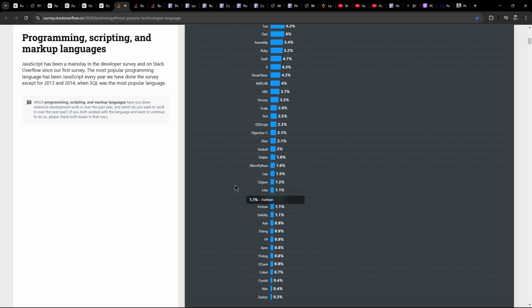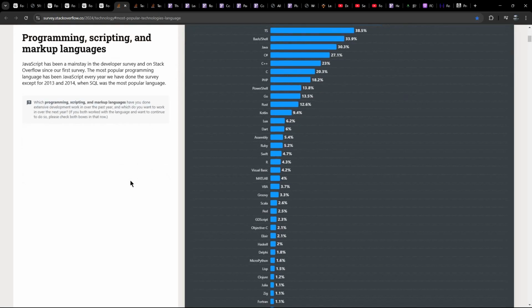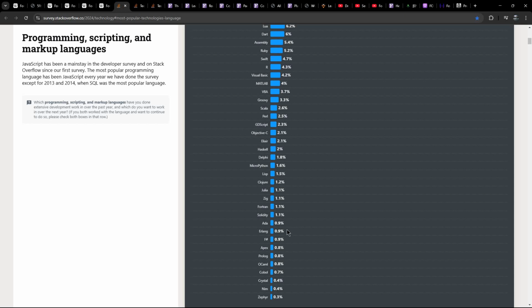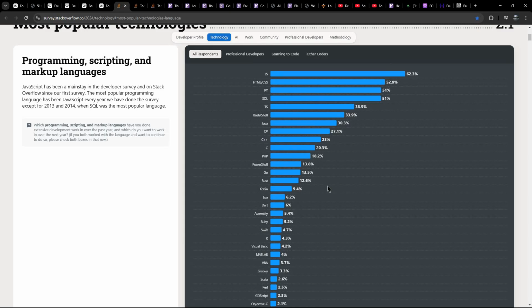And if we try and find Fortran, we can see the popularity in answer to this question: which programming, scripting and markup languages have you done extensive development work in over the past year, and which do you want to work in over the next year? If you both worked with the language and want to continue to do so, please check both boxes in that row. And so we're running down here in amongst the Zigs, the Julias, the Clojure, Lisps. So it's an interesting mix between older languages like Prolog and some of the newer stuff which might not necessarily be so well known. There's COBOL down there, COBOL, I suppose I should really call it. And I don't think ALGOL will be anywhere on this list. Could be wrong, but highly unlikely.